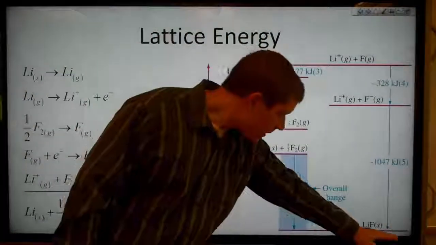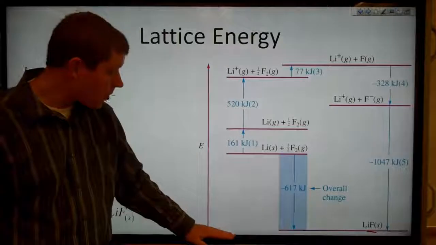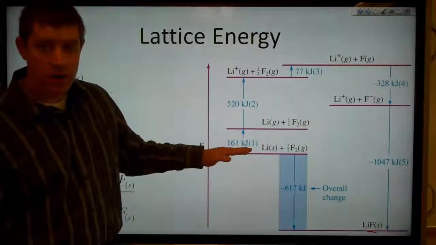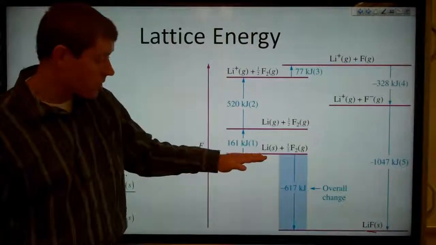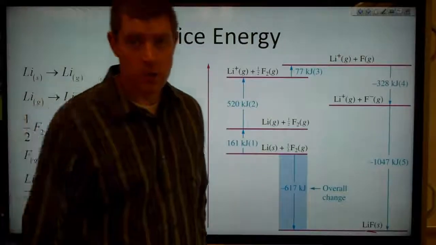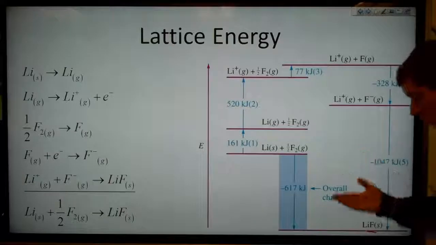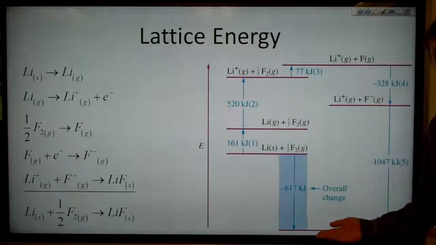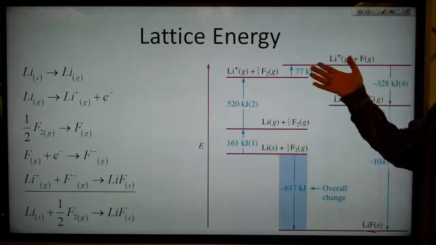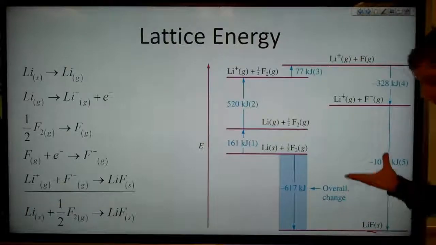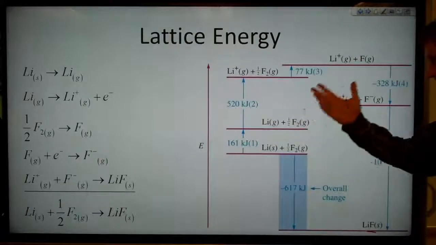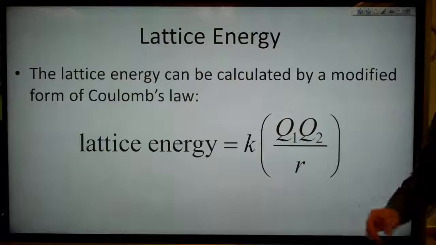And note now that this energy value is lower than where we started by 617 kilojoules of energy. So this lowering from where we started through the process, lowering down to there, that's the energy that we get out. We have to put in some initial amount, and then we get some amount out, and that amount is more than what we had to put in. So overall, we release energy.